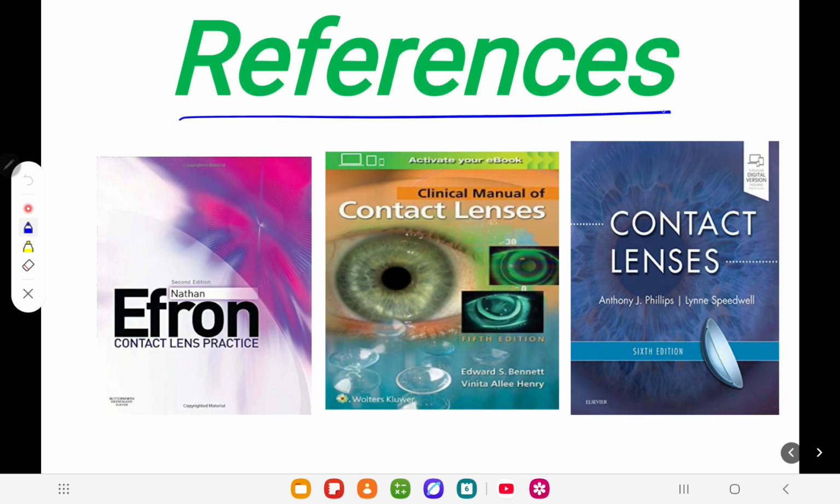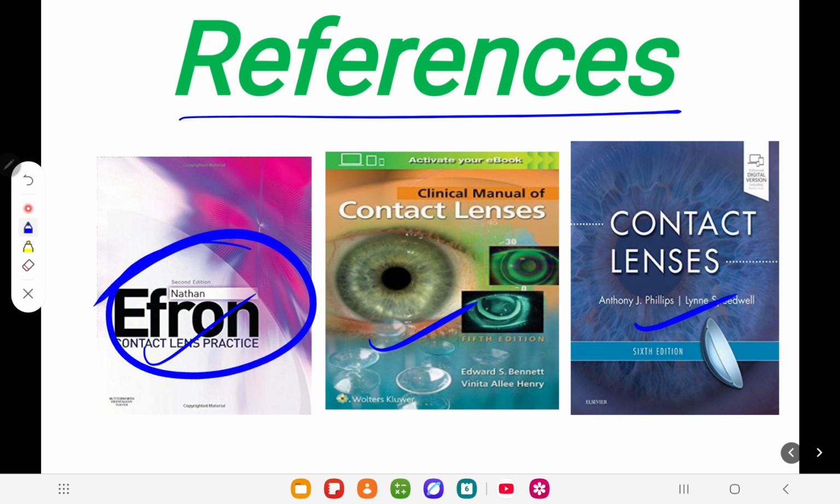These are the three books, and great books. Yes, I have taken a lot of the history from this book, and these two books are also fantastic. I think that's it from my side on preliminary eye examinations before contact lens fitting.